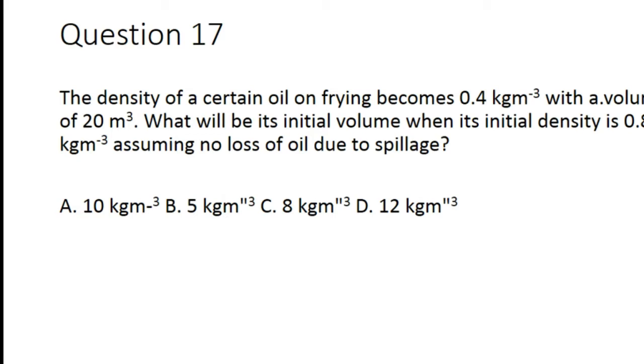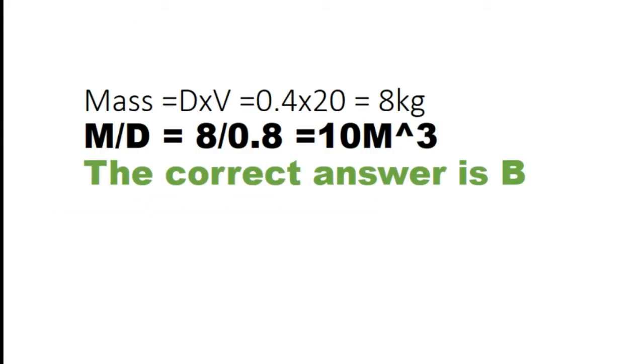What will be its initial volume when its initial density is 0.8, assuming no loss of oil due to spillage? The mass is equal to D times V. So we have 0.4 times 20, which will give us 8 kg. Therefore, mass over D will give us the volume, right? So we will now have 8 all over 0.8, which will give us 3 meter cube. And that is our option A.